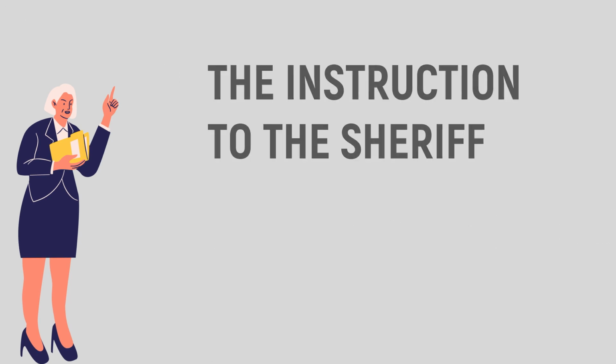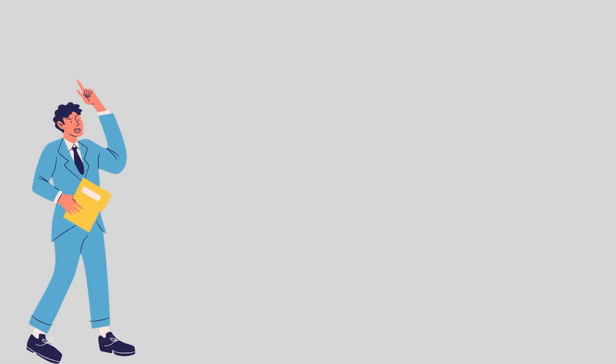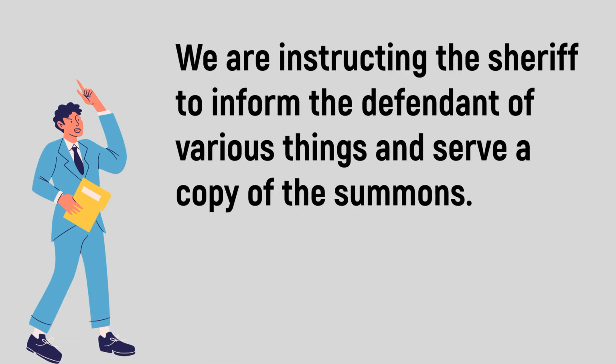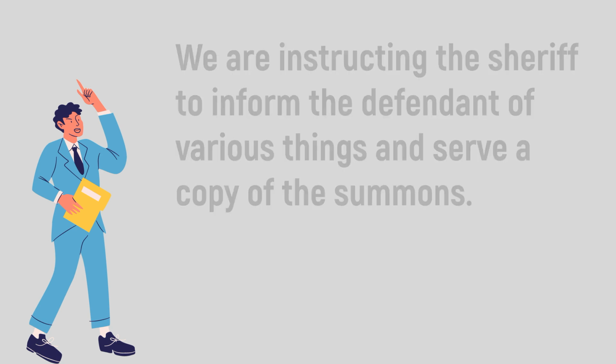The instruction to the sheriff. The summons part of the combined summons is once again an instruction to the sheriff to inform the defendant of certain particulars and to serve a copy of the summons on it. So we will instruct the sheriff or the deputy to inform who? Well, the defendant obviously. Remember, the rules prescribe certain information that must be included in the citation of the parties.